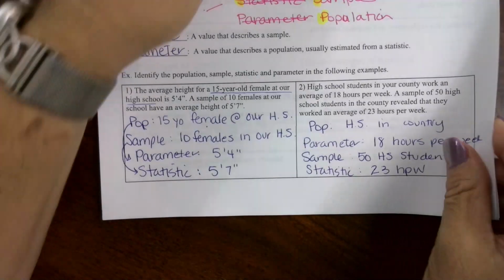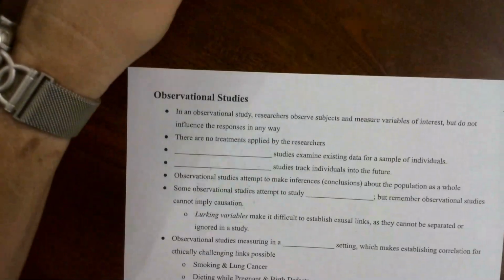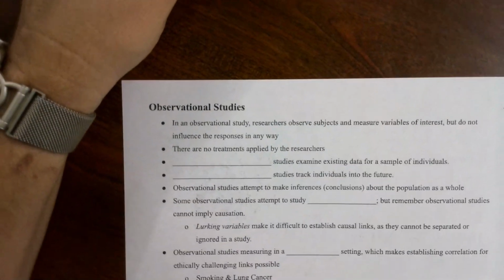Okay? All right, so now let's talk about how we get data. So we can get data in a bunch of different ways, but we're going to talk about 3 of them specifically in this lesson. And the first one is a study.